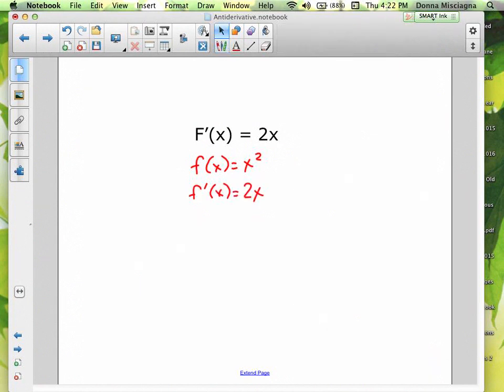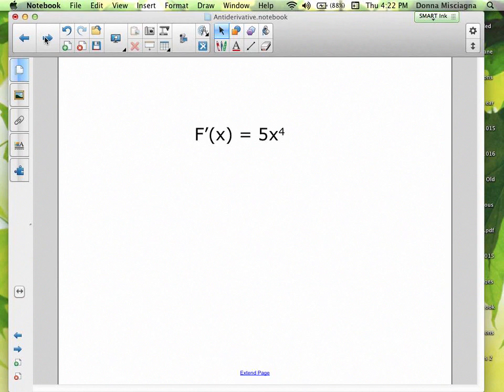Okay. One of the nice things about anti-differentiating is you have the answer, so you can check your work. The answer is 2x. If I take the derivative of x squared and I don't get 2x, then I have a problem. Okay. So if I choose a function and I go to take the derivative and it doesn't match, then maybe I've forgotten something.